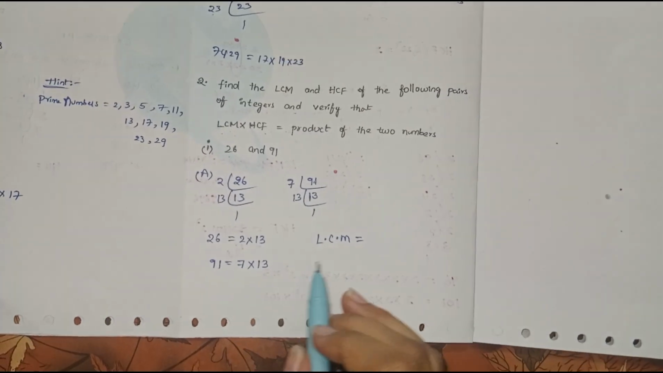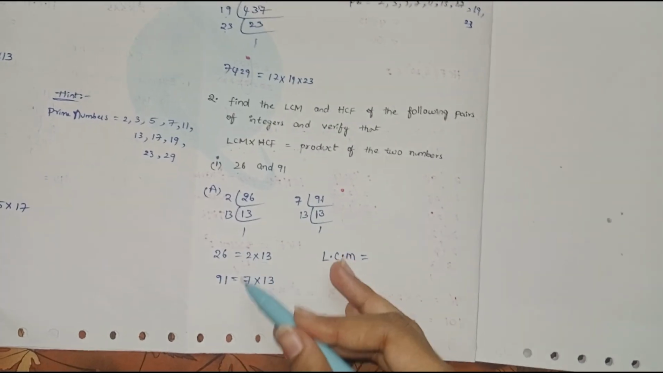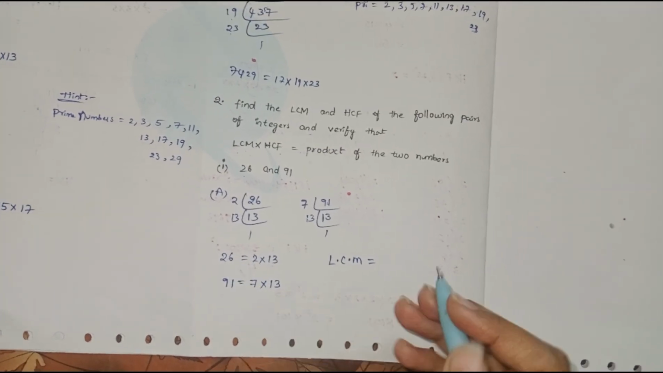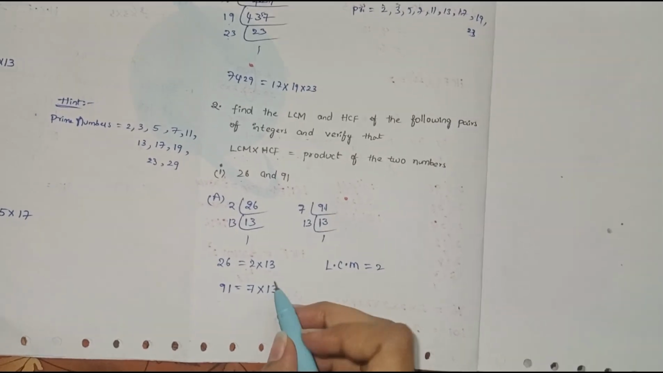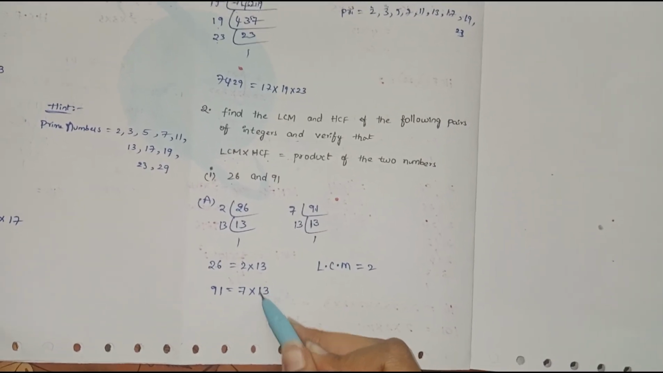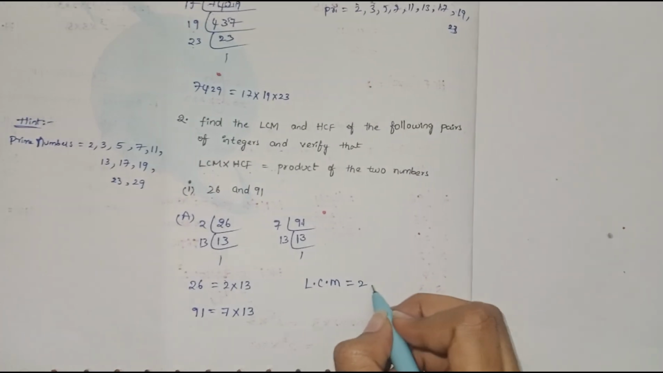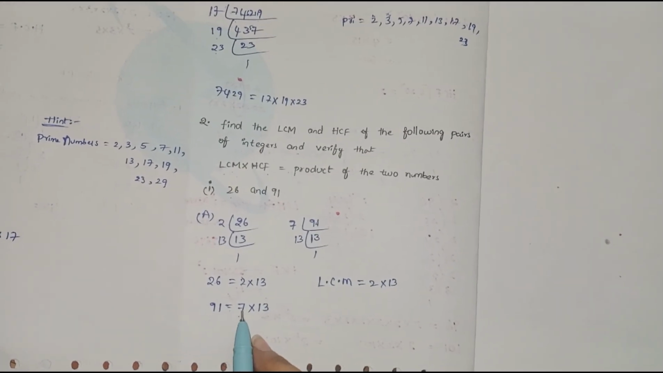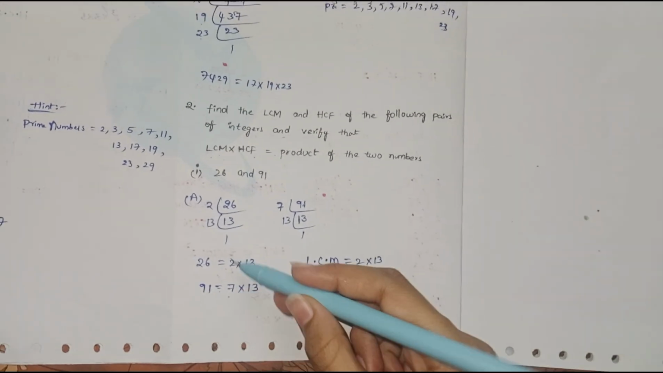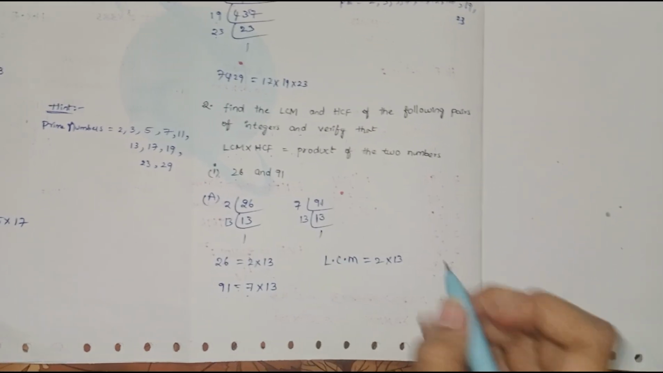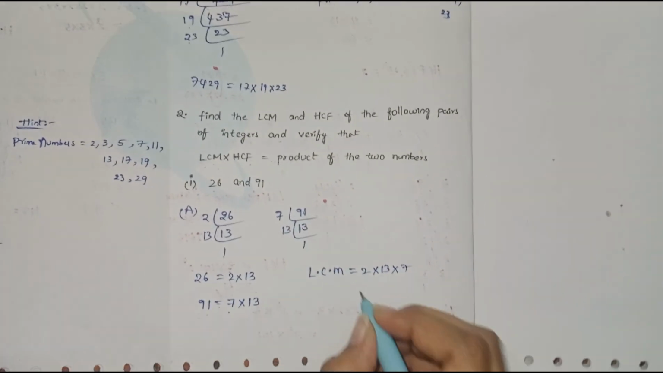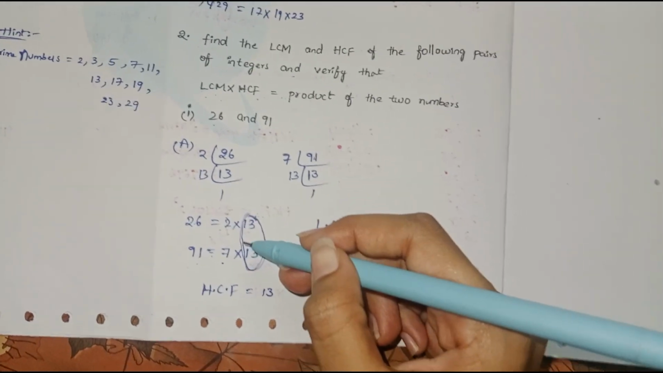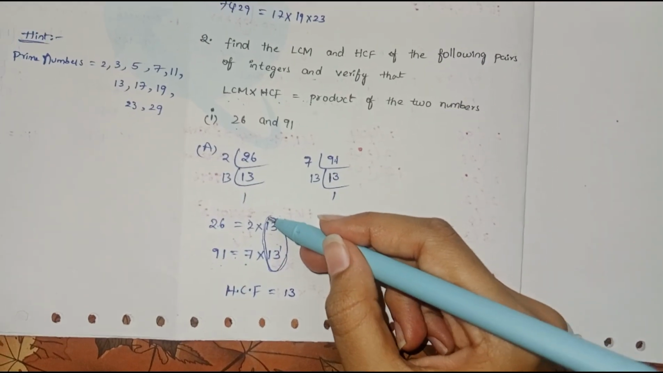Multiply the highest powers in those two numbers. 2 is the highest term among 26 and 91. 2. Next, highest power of 13 in both, so any one is considered, 13. Next, in this 91, 7 is the highest power among 26 and 91. So multiply 7. Sorry, I can't record the video, so I will explain again.